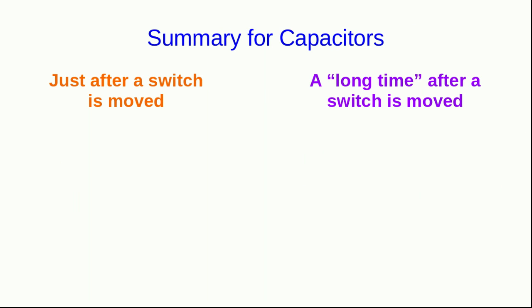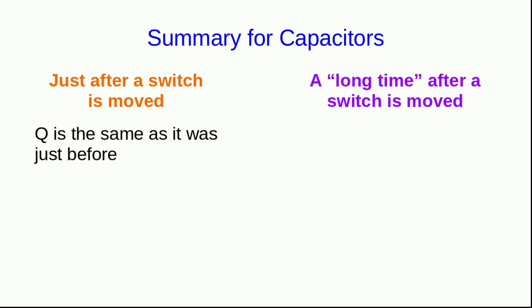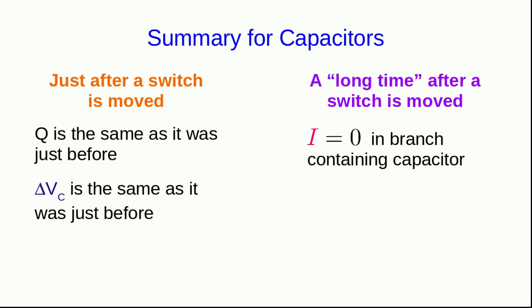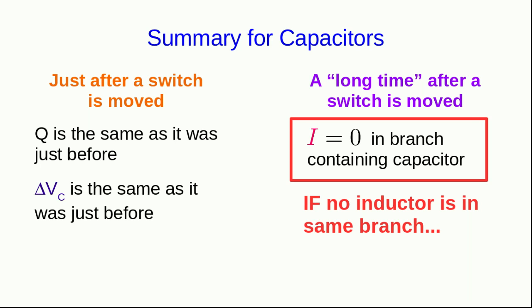So, to summarize the situation for capacitors, just after you move a switch, either way, the charge on the capacitor must be the same as it was just before you moved the switch. And that also tells you the potential difference across the capacitor will be the same as it was just before you moved the switch. A long time later, the current will be 0 in any branch containing a capacitor. Here's a caveat. That is not necessarily true if there's an inductor in the same branch as the capacitor, but otherwise it will be true.